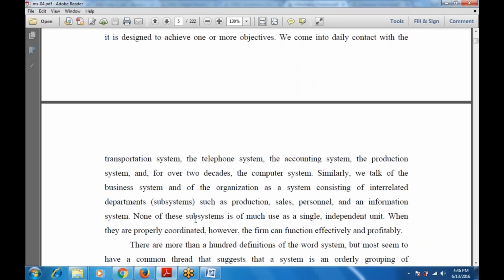And when we talk about business systems in an organization, a system comprises multiple parts, multiple departments that may be interlinked with each other. That is also a system. That may be a production department, a sales department, a personnel department, and the information system. None of these systems works without the others. That means all these systems are interdependent with each other.